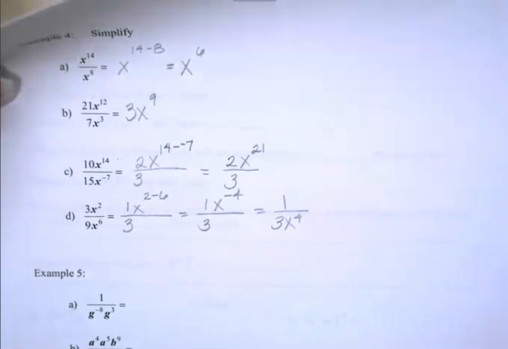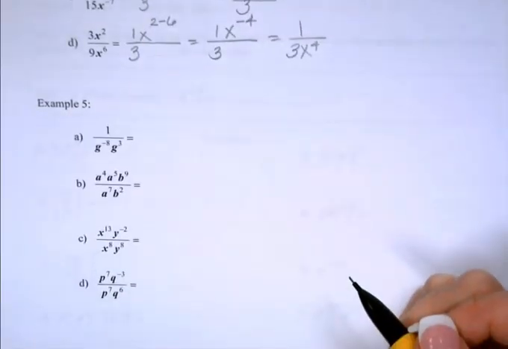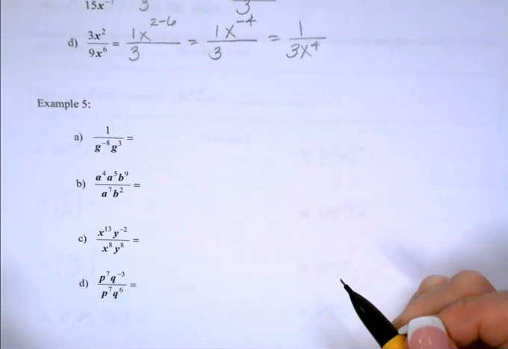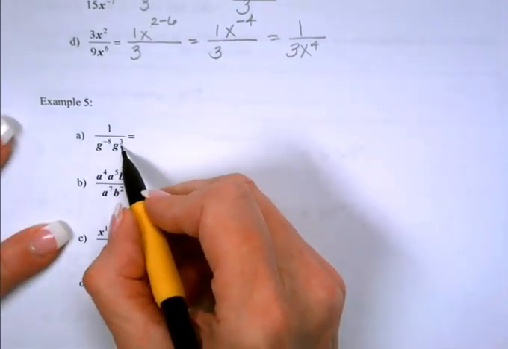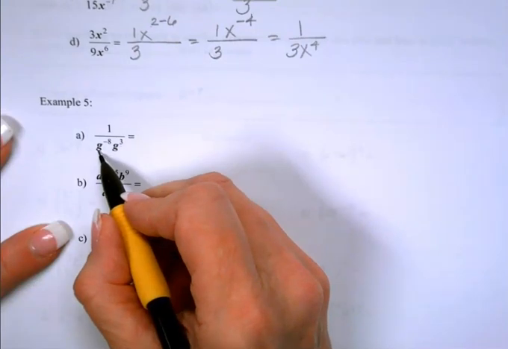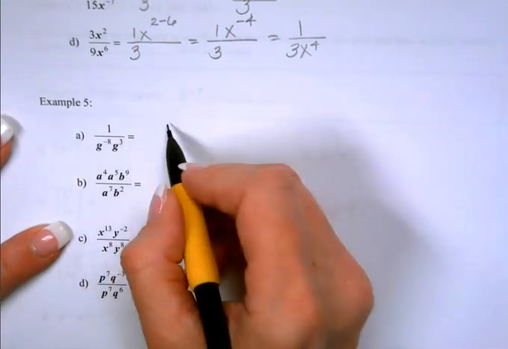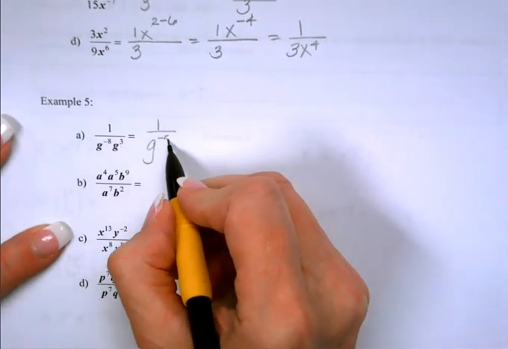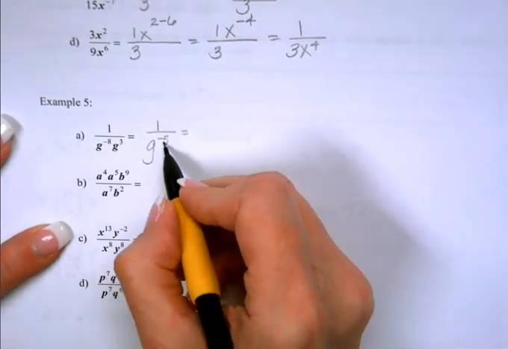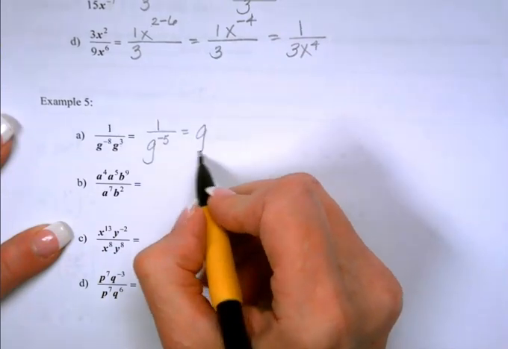Example 5. These are both in the denominator. I have a base g and another base g, so I can add those exponents. And a negative exponent then will flip to the top. So this is g to the 5th.